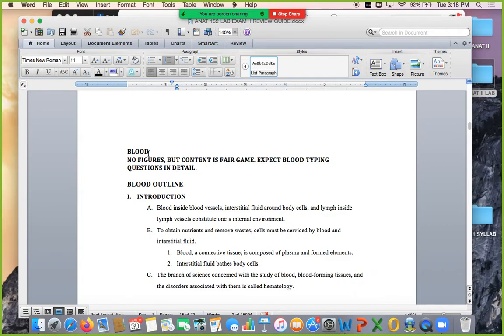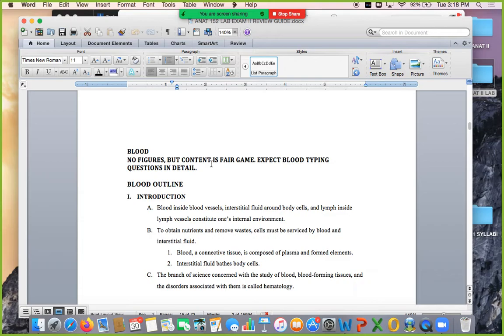So for the blood, I don't have the figures specifically, but any of the content is fair game. So don't expect me to talk about or ask you to do any of the blood typing, but you can expect that I will ask you blood typing questions in detail. So that means that you need to understand what is going to react with what and how we determine what blood type is what. So please make sure that you review the blood lab and the blood outline, which is going to be found in the announcement section, such that you know what an agglutination reaction looks like, for example.